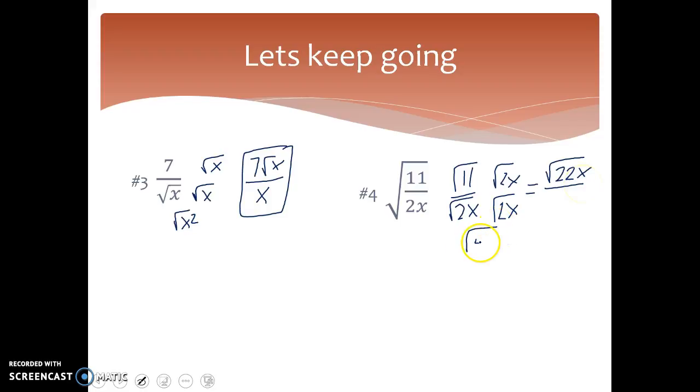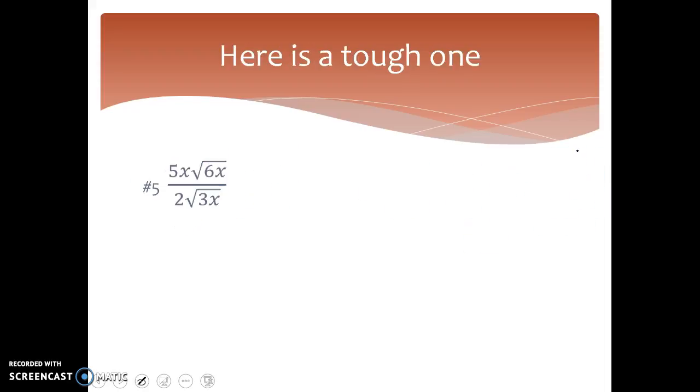I can think of that as the square root of 4x squared. But the square root of 4 is 2, and the square root of x squared is just x. So my simplified version is going to be radical 2 times 2x over 2x. Let's try one more here.